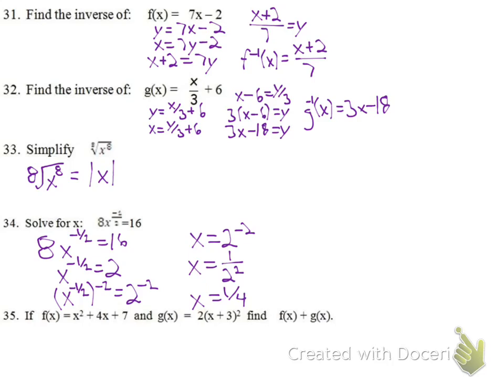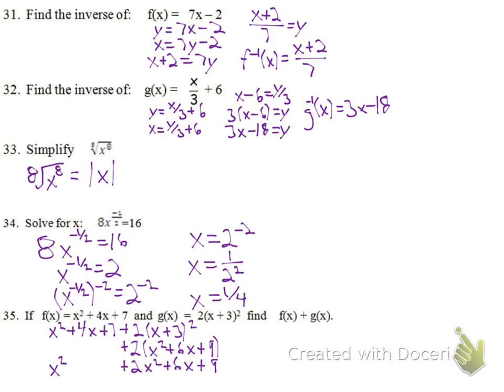Last one we have is some function operation. We have to add the 2. So that's going to be x squared plus 4x plus 7 plus 2 times x plus 3 squared. I'm going to square x plus 3 first, and that gives me x squared plus 6x plus 9. I'm then going to do distributive property with the 2 and get 2x squared plus 6x plus 9. I can bring down the x squared plus 4x plus 7, and now it's combining like terms. I have an x squared and a 2x squared. That gives me 3x squared. I have a 4x and a 6x. That gives me 10x.